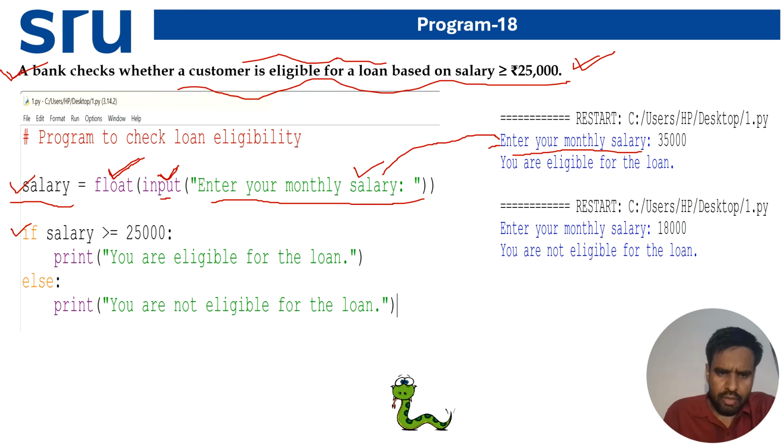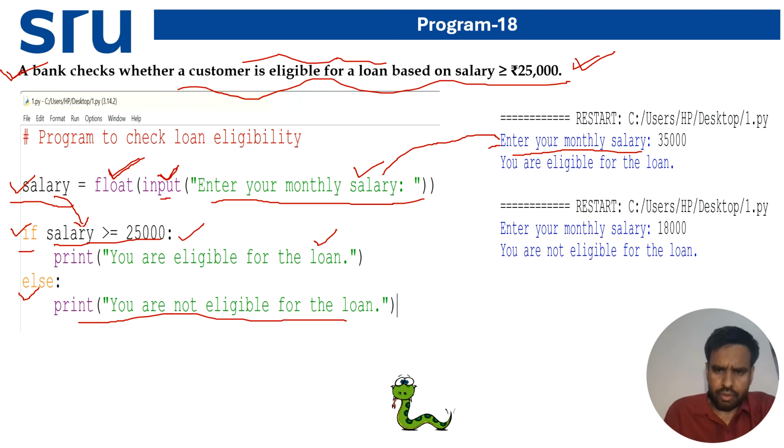Now I'm going to give the if condition: if salary is greater than or equal to 25,000. Whatever input you have given in this salary will come here. Now the condition is given. Then print you are eligible for the loan. Else, otherwise, print you are not eligible for the loan.